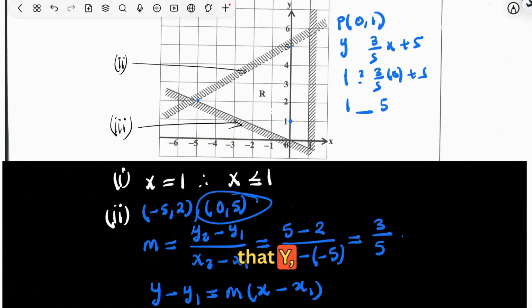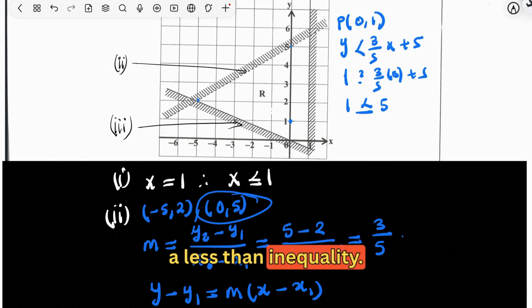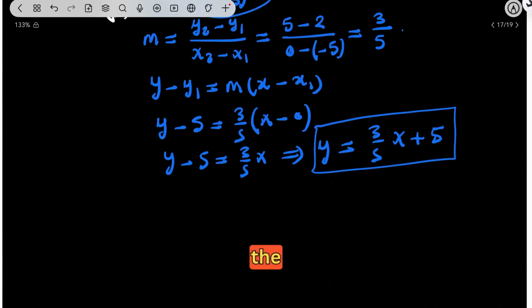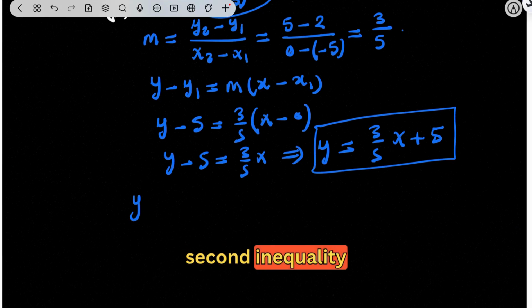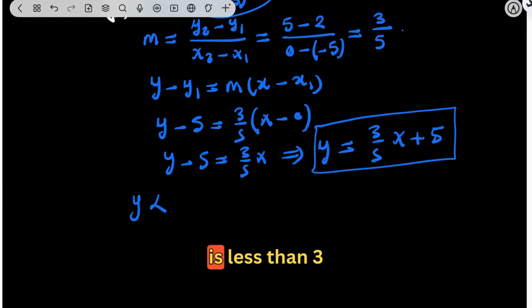So you can see that 1 is less than 5, right? 1 is less than 5. So meaning that this inequality is a less than inequality. So this tells us that the second inequality is y is less than 3 over 5x plus 5.